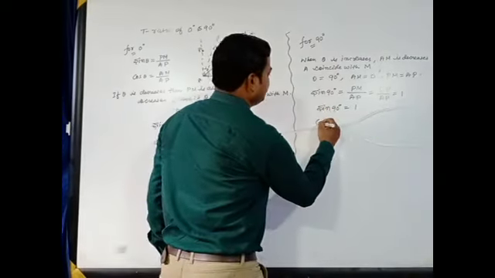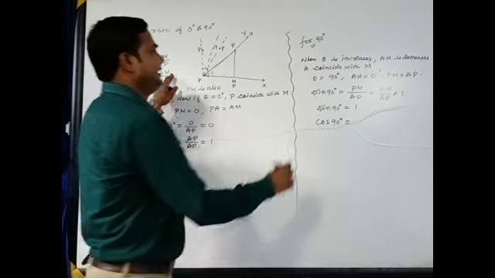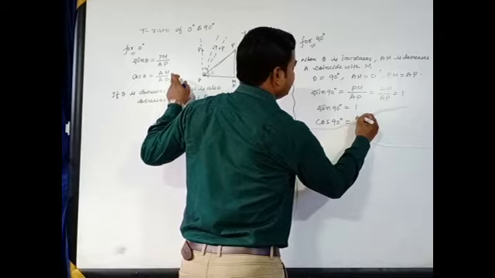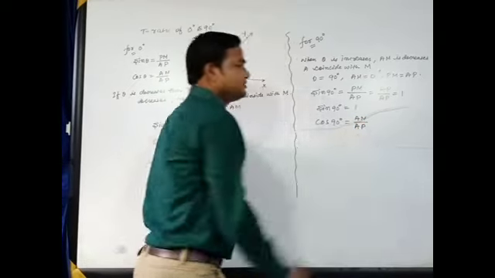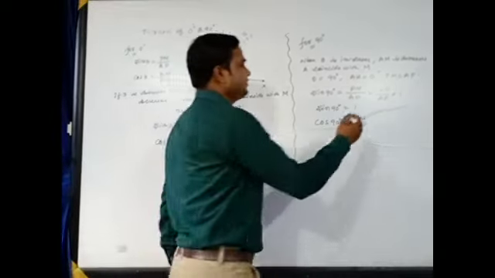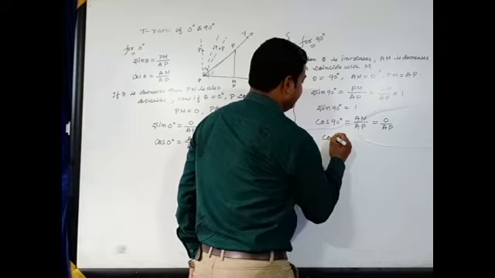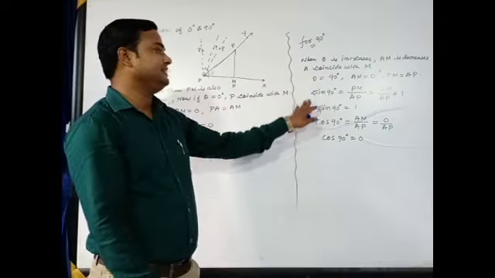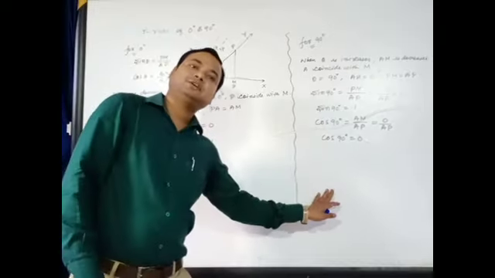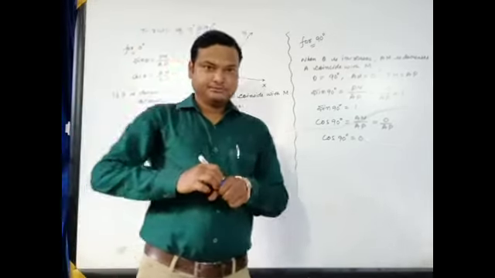Okay, now move to cos 90 degree. Cos 90 equal to what? AM by AP. Now what is the value of AM? AM equal to 0, so 0 by AP. It means cos 90 is equal to 0. And in this way we can easily calculate the value of tan theta, cosec theta, sec theta and cot theta.